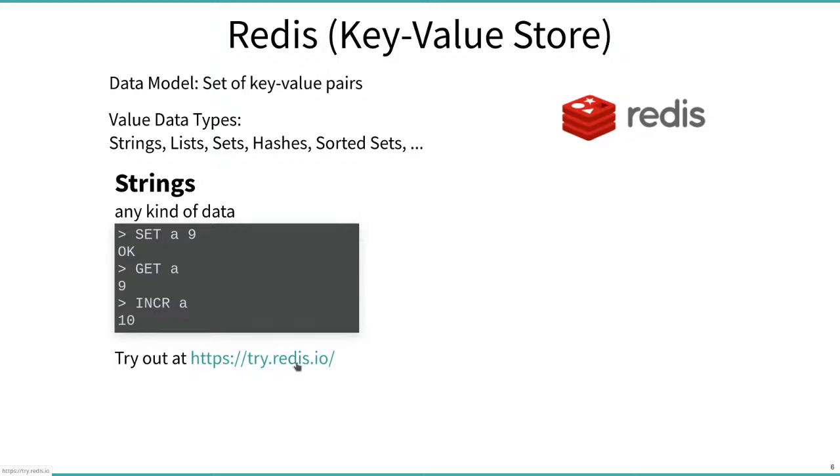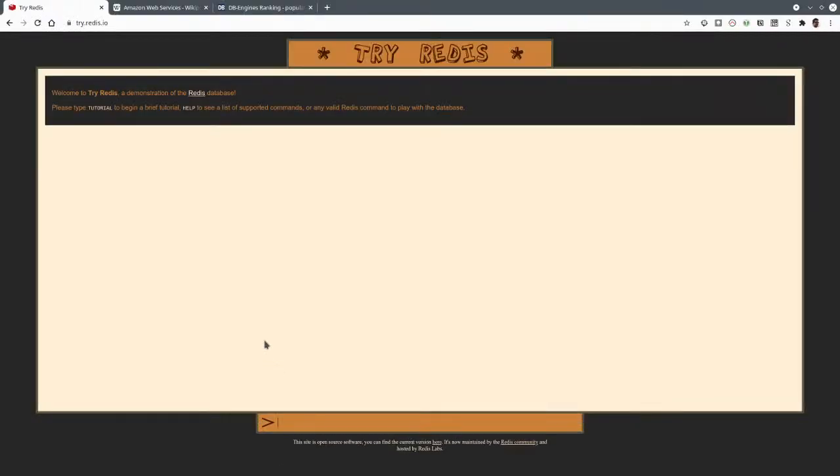Redis has a sandbox for trying it out. Try Redis.io, and there you can say set a 9 and then get a, and then you get the value. And you can also say set a hello or something and get a, and it gives you back hello.